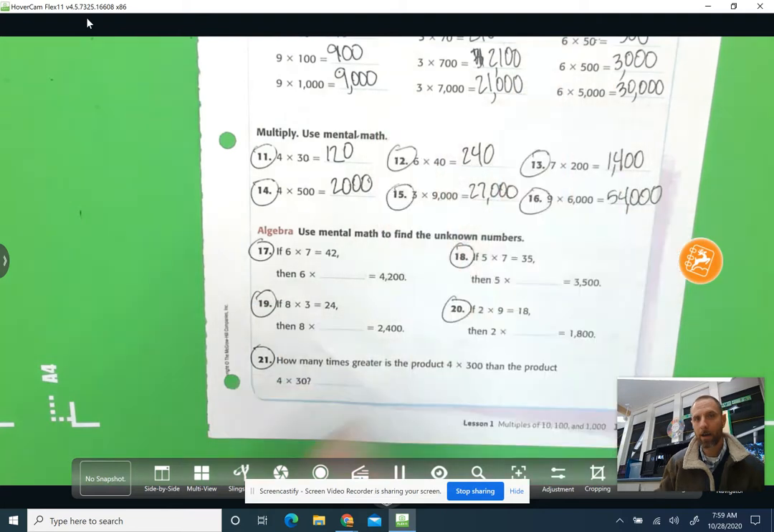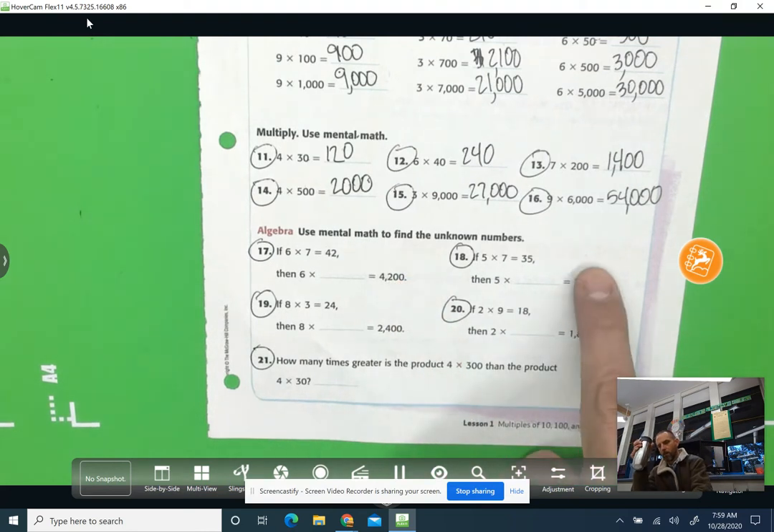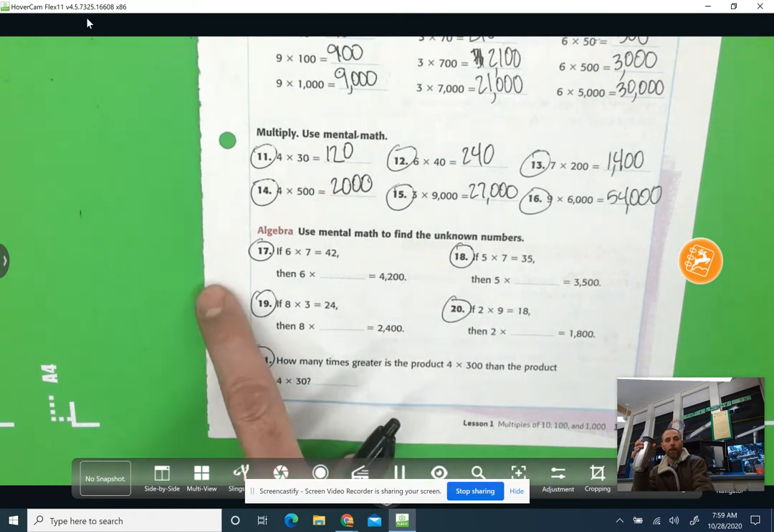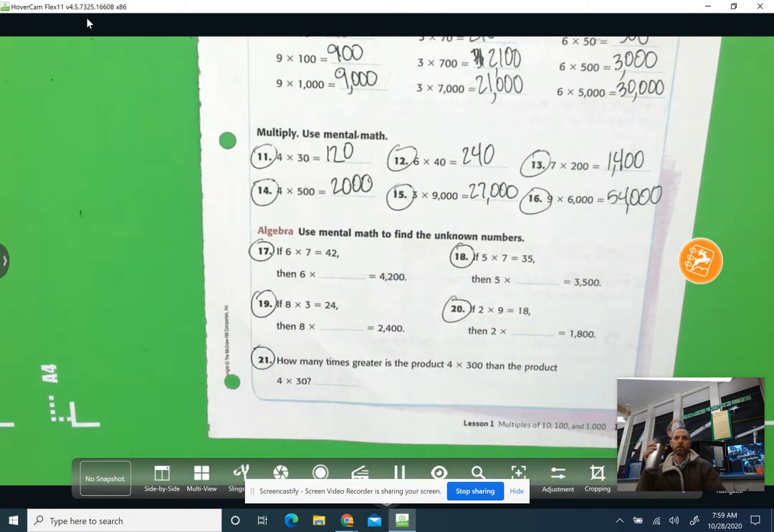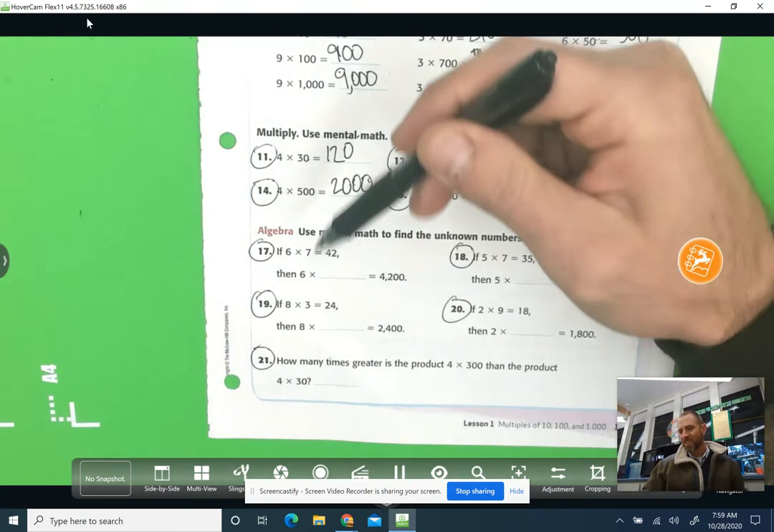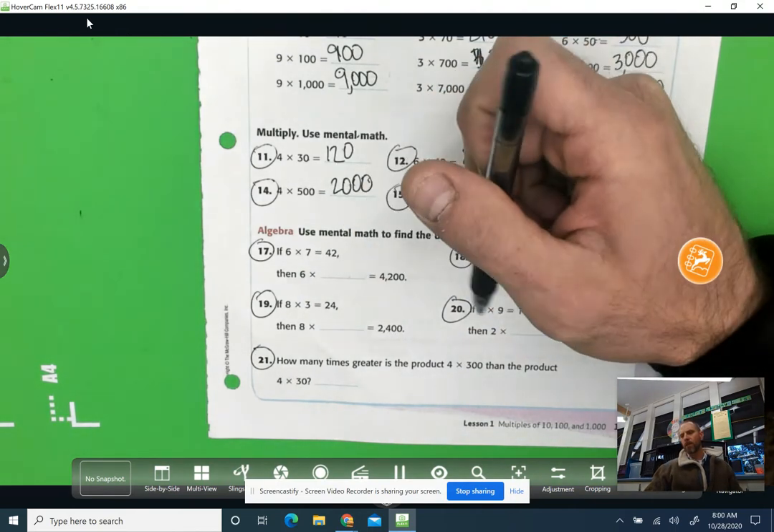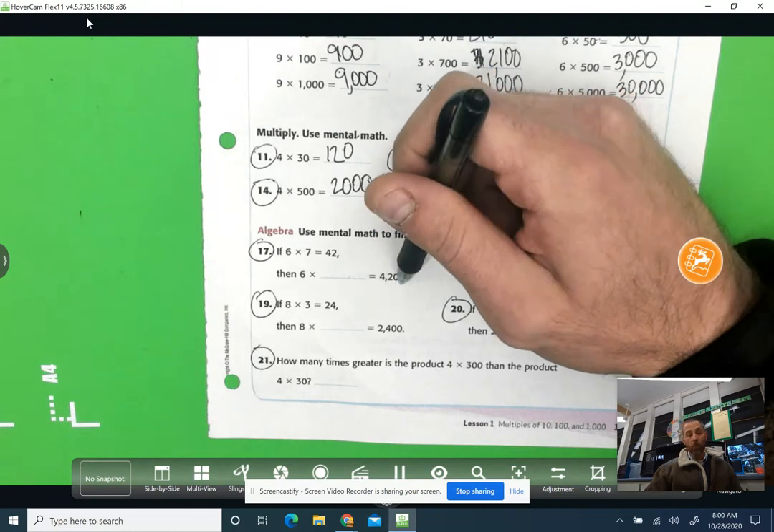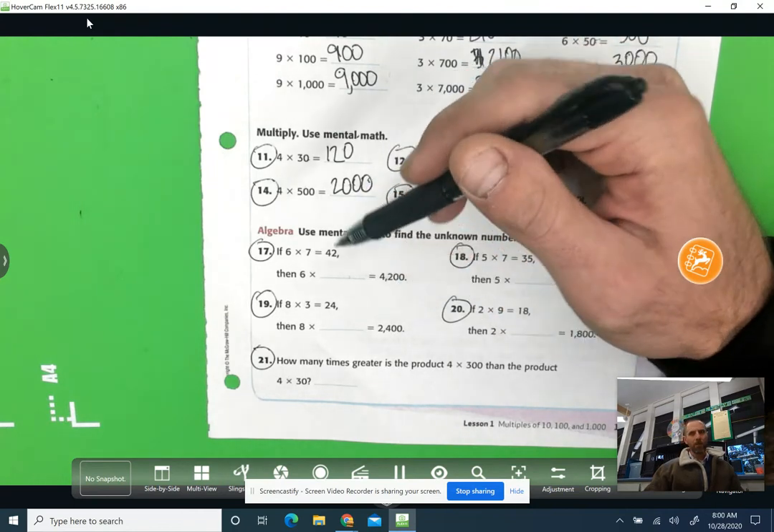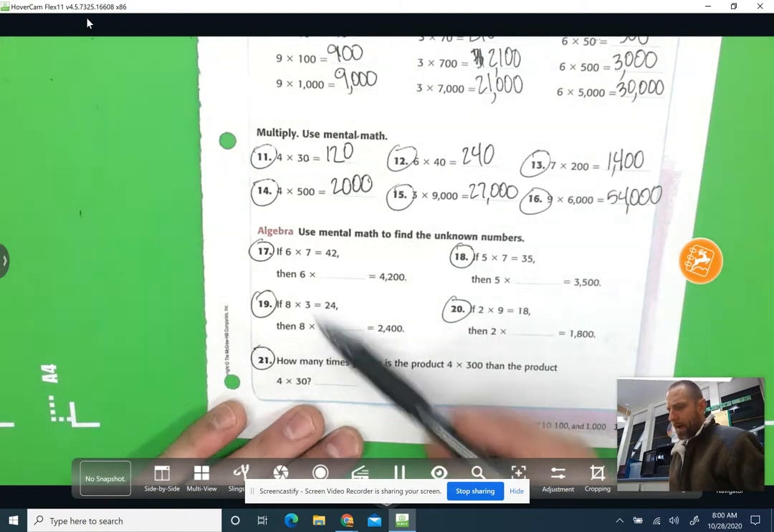All right, now we're going to get into that algebra component, okay? Part wholes here. We've got a whole and we've got a part. We've got the whole, the answer, and we've got one of the parts, okay? 6 times 7, okay? Well, if 6 times 7 is 42, right, then 6 times what is going to be 4,200? Same thing, okay? Look for the pattern, right?